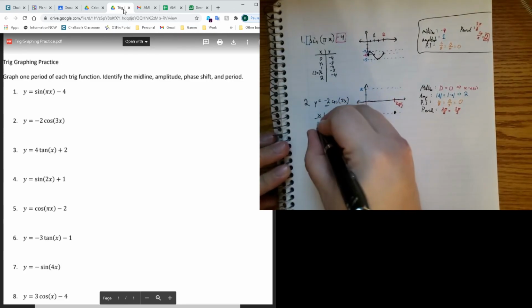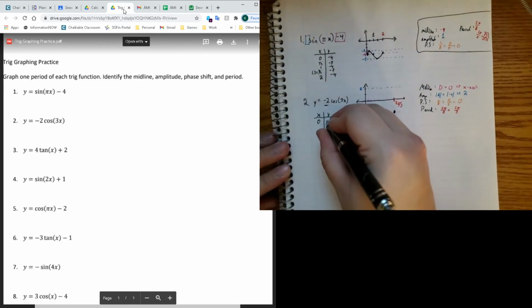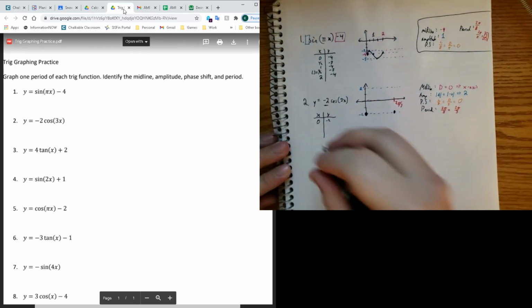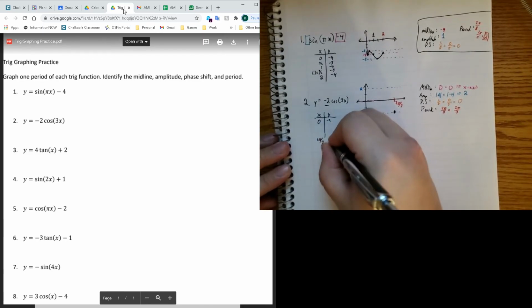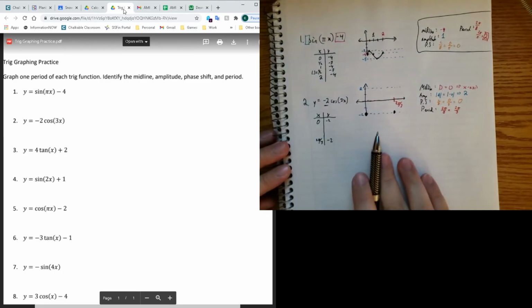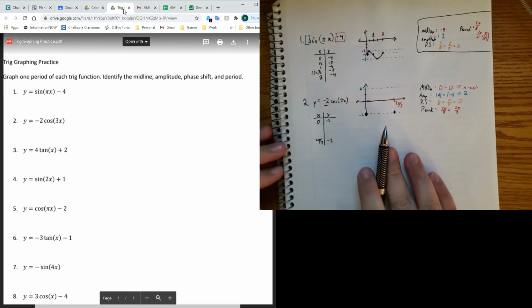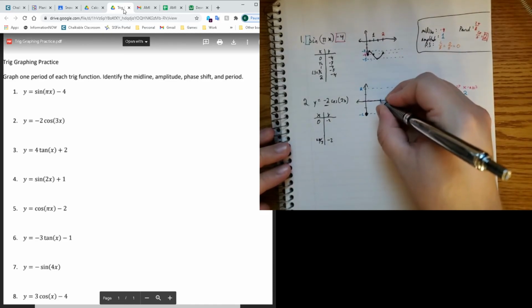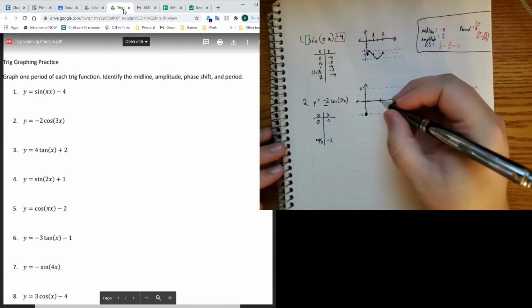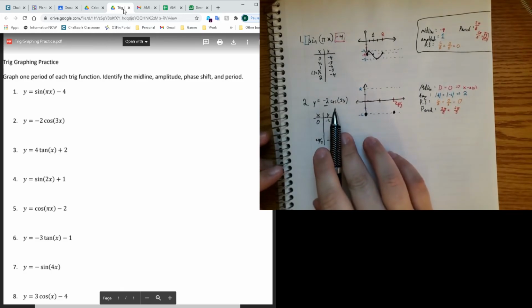I know my starting value is at 0, negative 2. My ending value is at 2 pi over 3, negative 2, which means I now have 3 points of interest along the way. At the halfway point, I should have another point of interest, so halfway between these two, I should have another point of interest. Because this is a cosine, that halfway point is on the opposite amplitude.